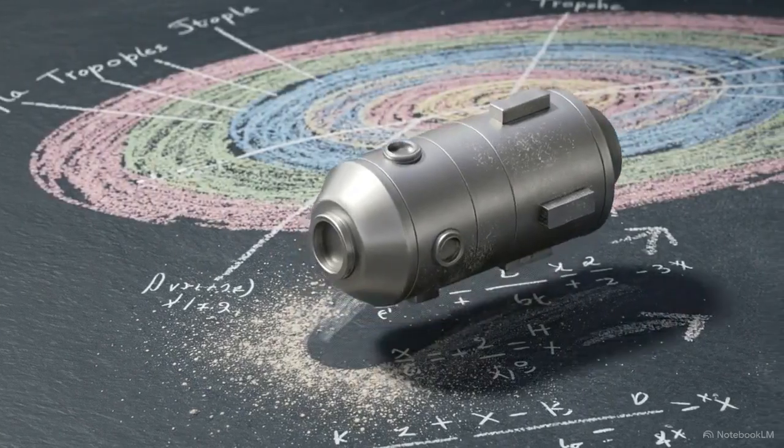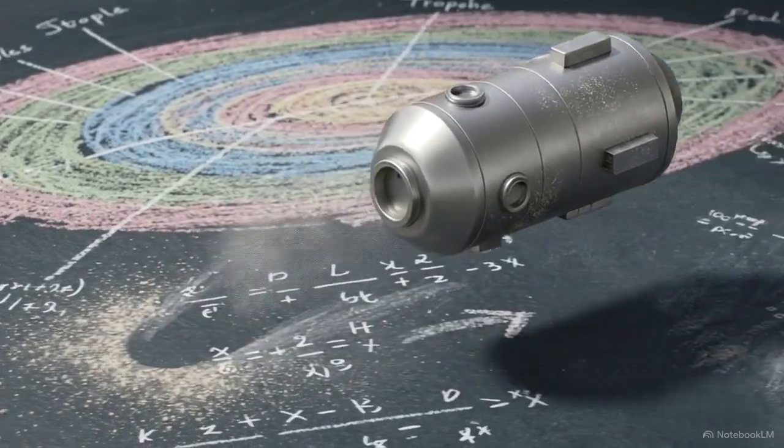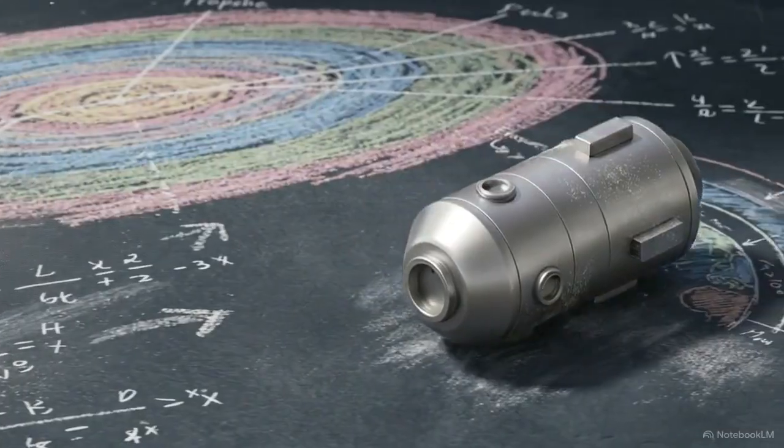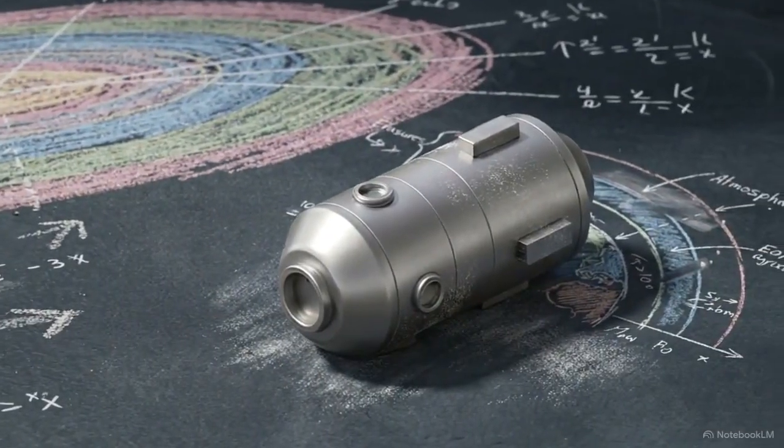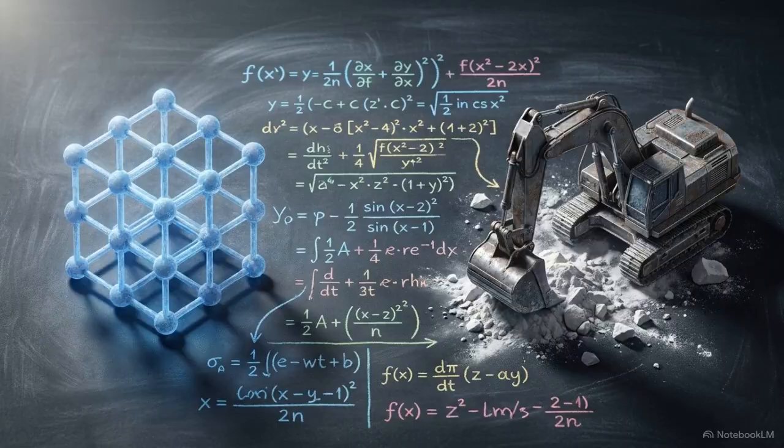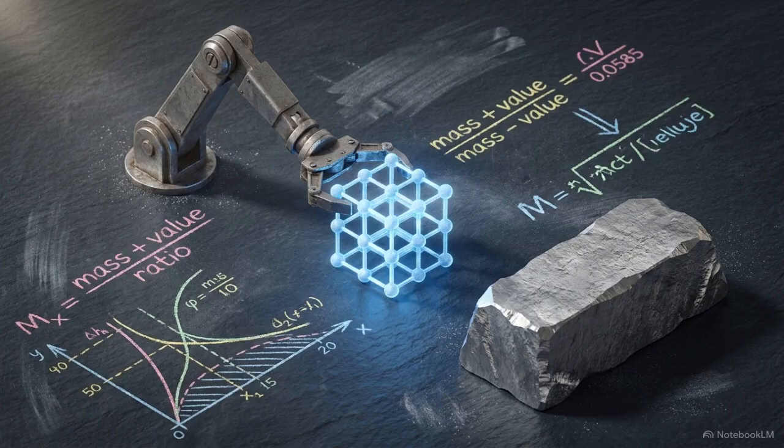Inside this orbiting laboratory, commercial manufacturing capsules are synthesizing materials that are physically impossible to create on the surface of the Earth. Building an industrial base in space requires solving a strictly bifurcated optimization problem. Every operation is governed entirely by the mass-to-value ratio of the target material.